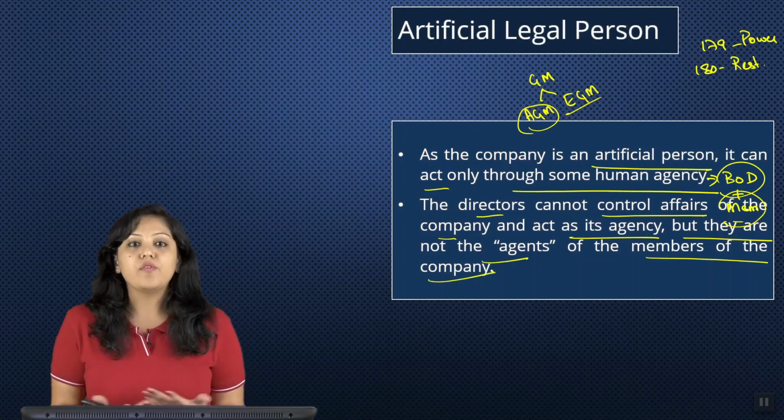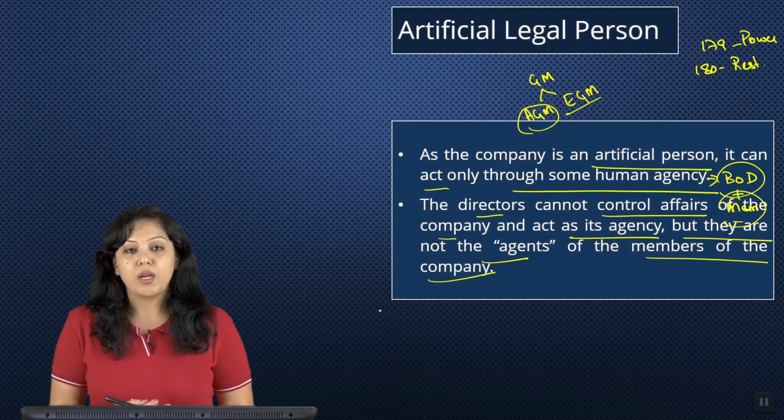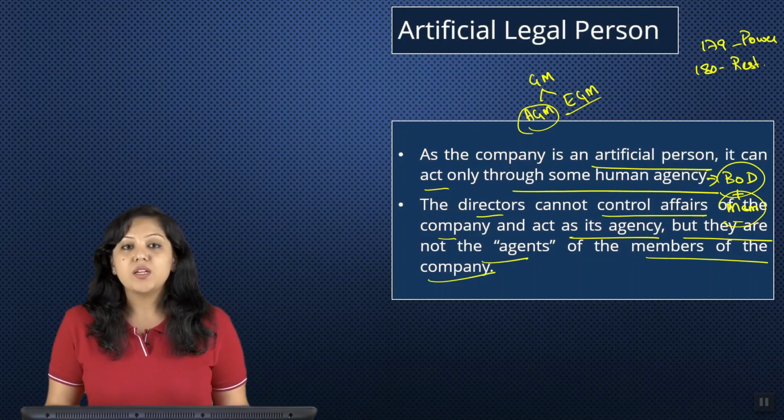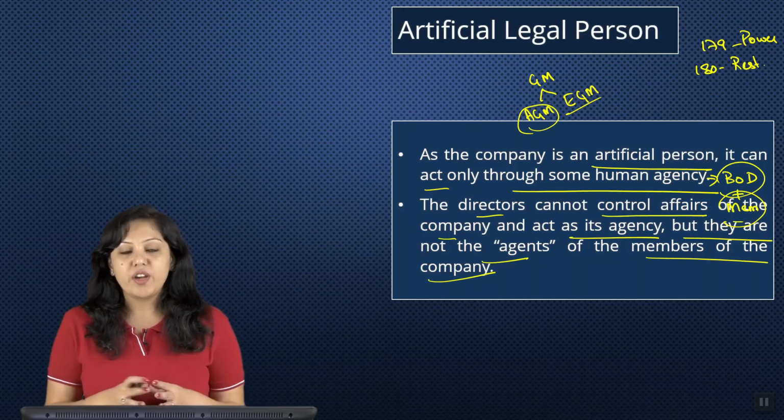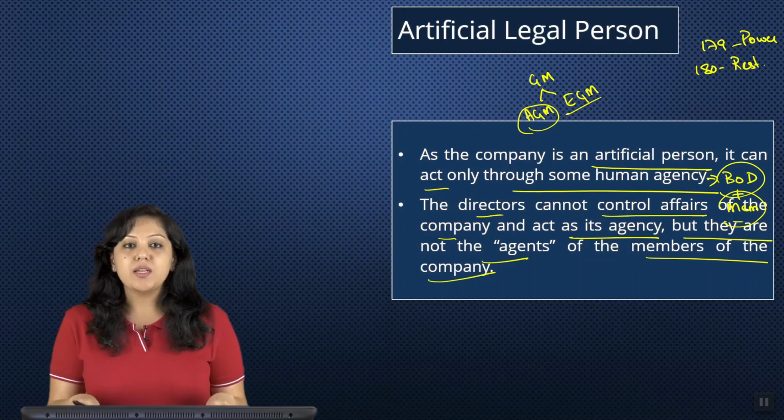Now, as I said, the board of directors are taking decisions for the company. Do you call directors the agents? The answer is no. There is no mutual agency, I have been telling you. Now, let's say in the law of agency, the principal is responsible for the actions of the agent.